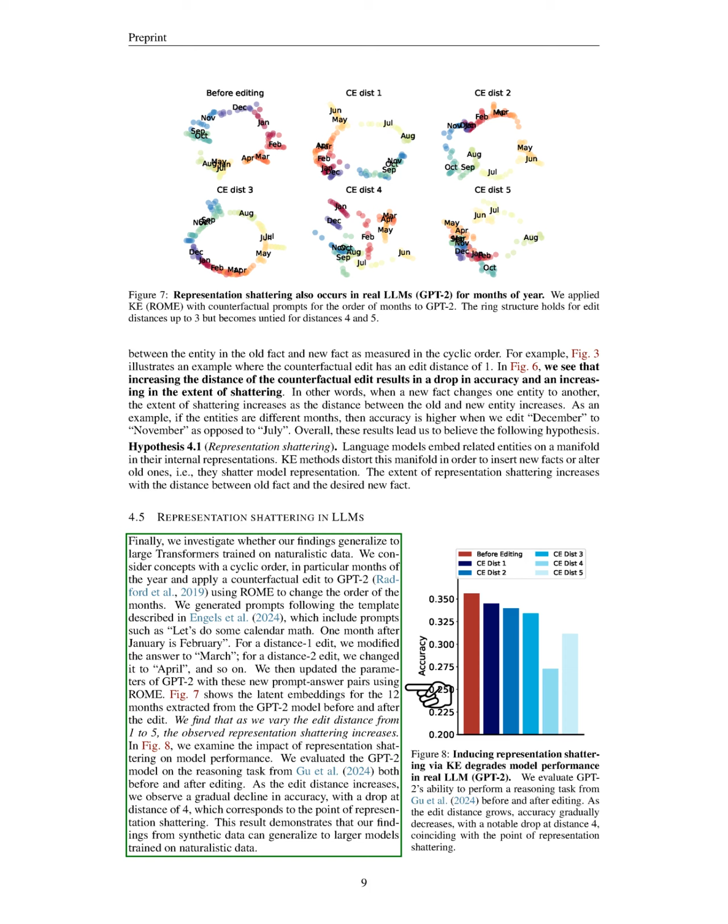We evaluate GPT-2 on a reasoning task before and after the edits. As the edit distance rises, we notice a gradual decline in accuracy, with a significant drop at a distance of 4, which aligns with the point of representation shattering. This indicates that our findings from synthetic data are applicable to larger models trained on real-world data.